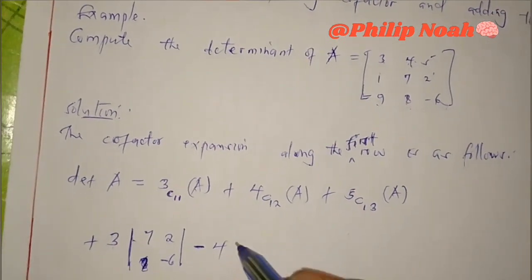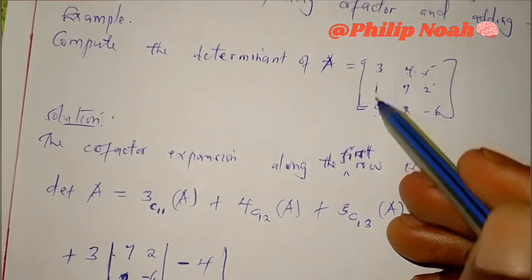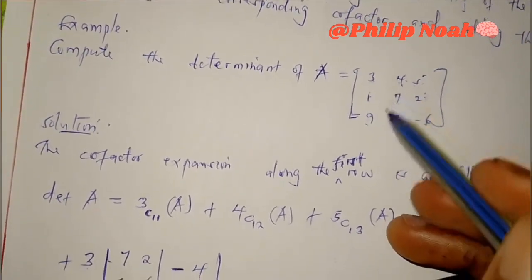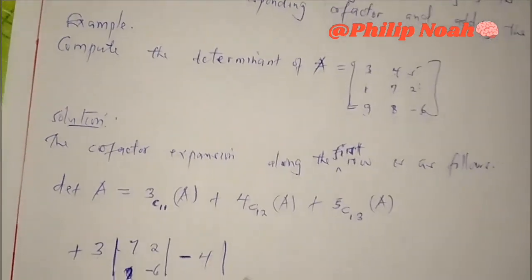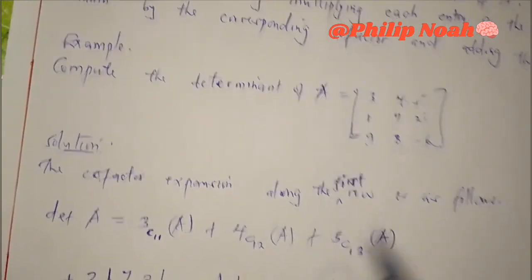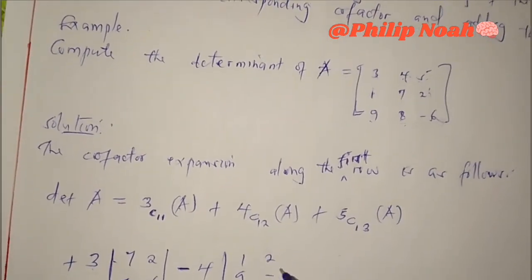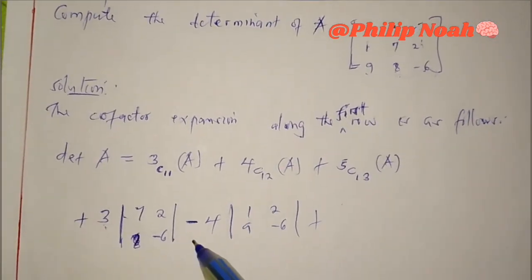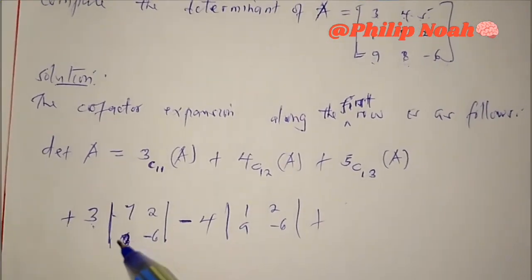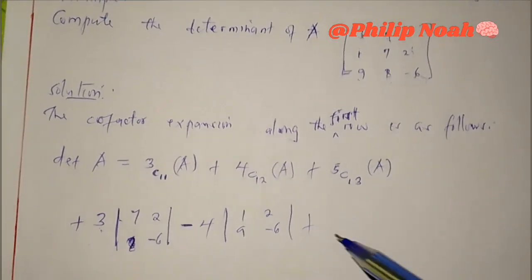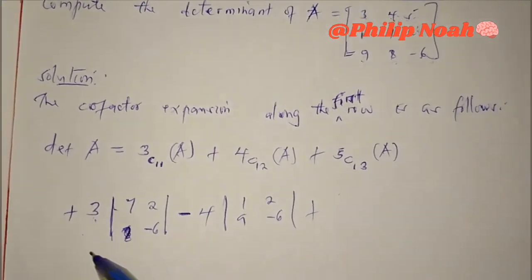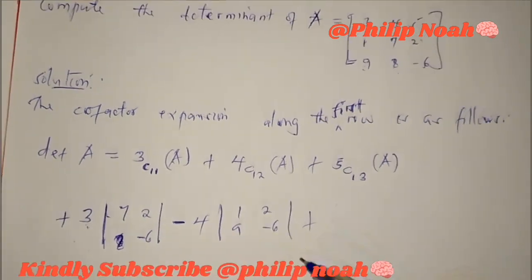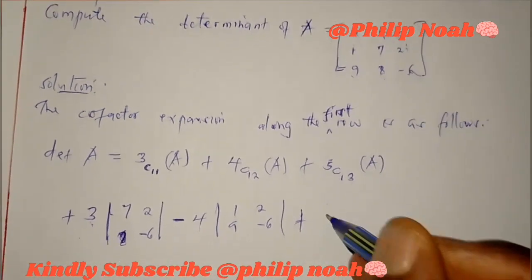4. So 4 we multiply by this one, this and this, this and this. Anything under 4, we leave them out. So 1, 9, 2, negative 6. Then we add. I have said positive. Remember the scatter sign rule: positive, negative, positive, negative, positive as it goes. So here is positive, here is negative, here is positive again.